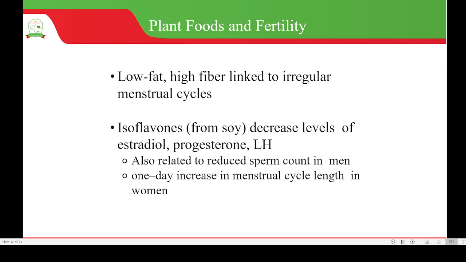Plant foods and fertility. Plant foods have low fat and high fiber, and this is linked to an irregular menstrual cycle. Isoflavones found in soy decrease the levels of estradiol or estrogen, and then progesterone and luteinizing hormone. And this is also related to reduced sperm counts in men and a 1-day increase in the menstrual cycle length in women.